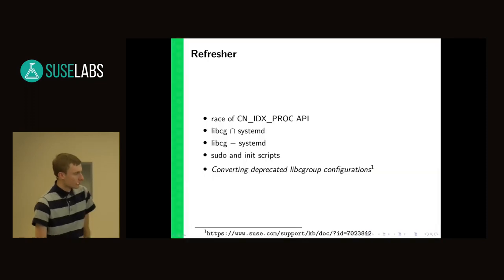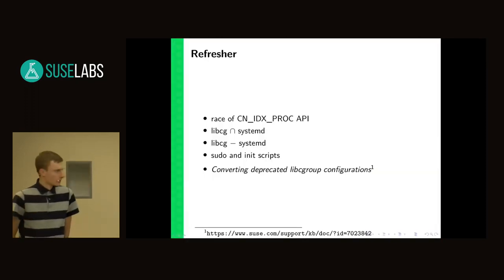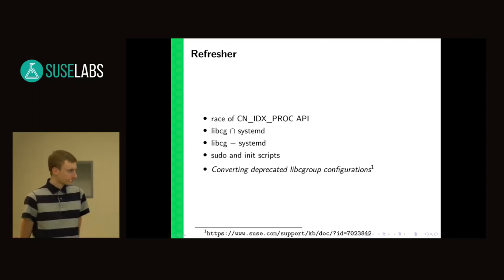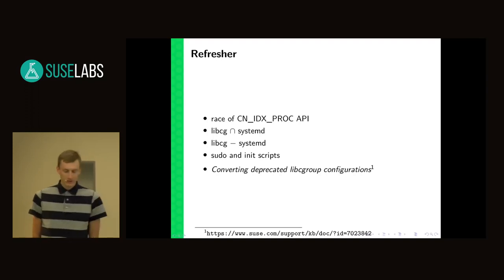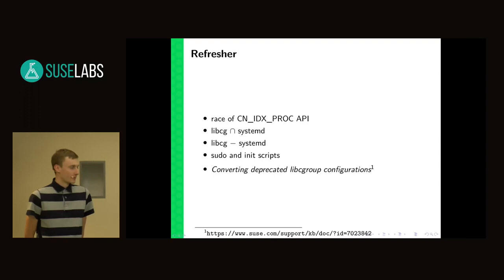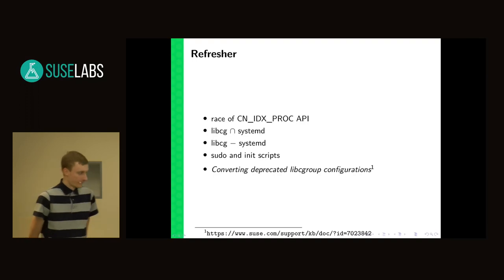Yeah, so you may remember that I had a talk about cgroups last year as well, that was concentrated on V1 problems, but those are different. This is a different class of problems that I'm talking about today. The idea is that when we are switching from V1 to V2, these problems do not exist anymore.